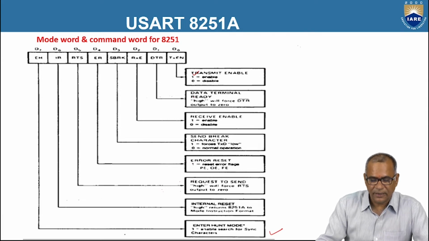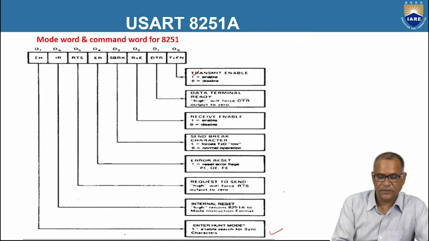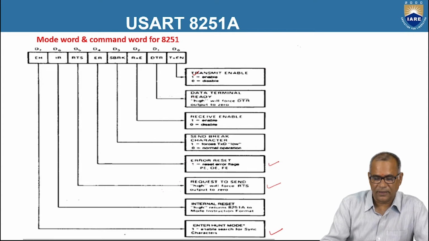Next is the internal reset. If it is 1, that means it makes 8251 go to the mode instruction format. And RTS is for request to send, and D4 is for error reset. So it resets the error flags: parity error, OE, and frame error, FE.